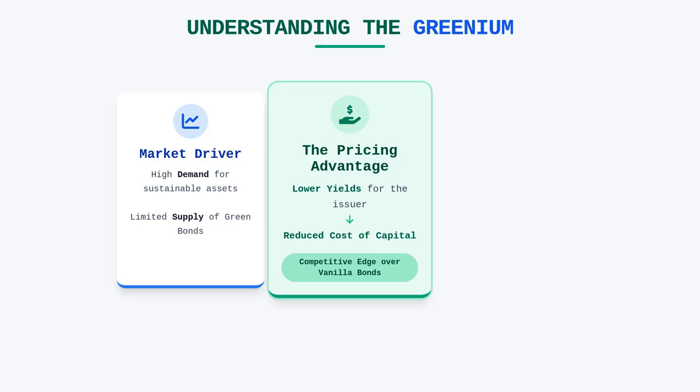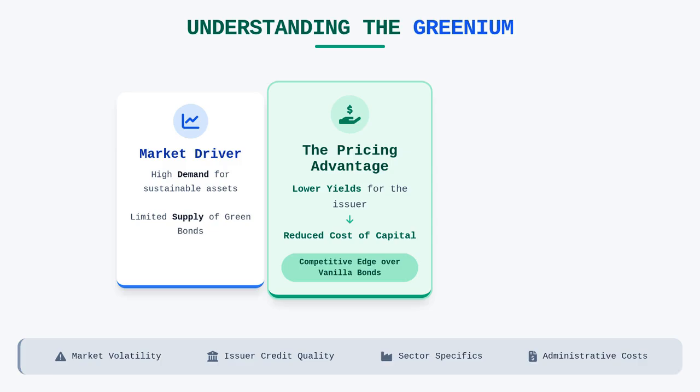Understanding the economic behavior of these instruments often leads us to the concept of the greenium, which is the pricing advantage an issuer may experience when issuing green bonds compared to traditional vanilla bonds. In a theoretical market, high demand for sustainable assets relative to the supply of green bonds drives the yield down for the issuer, effectively lowering their cost of capital.